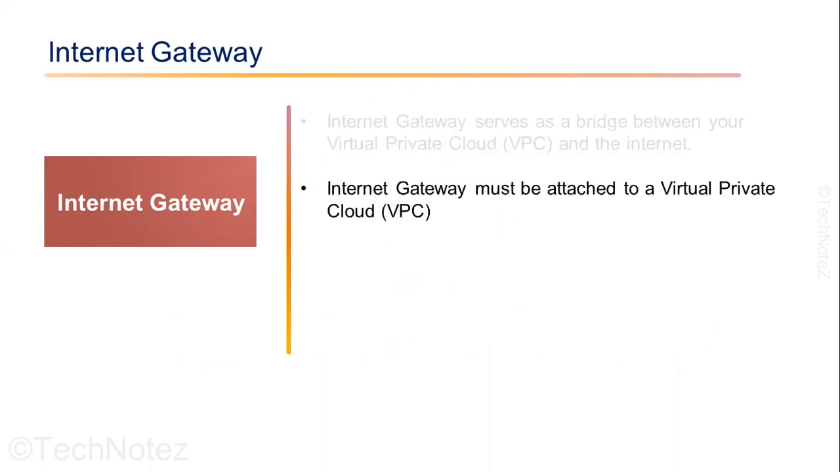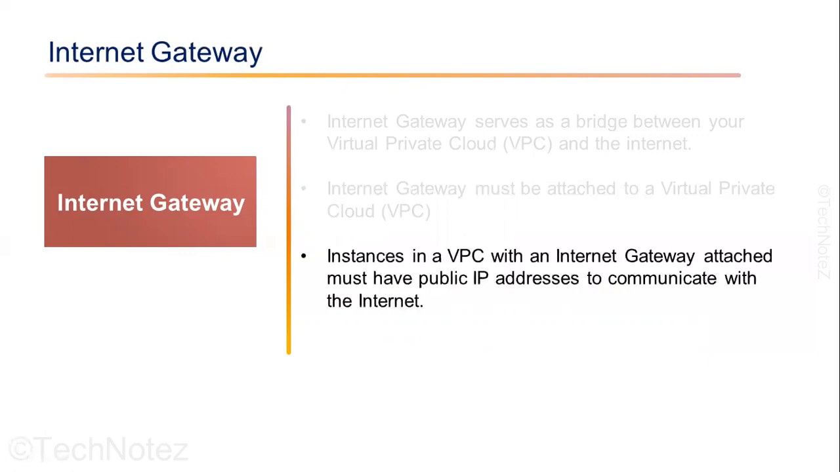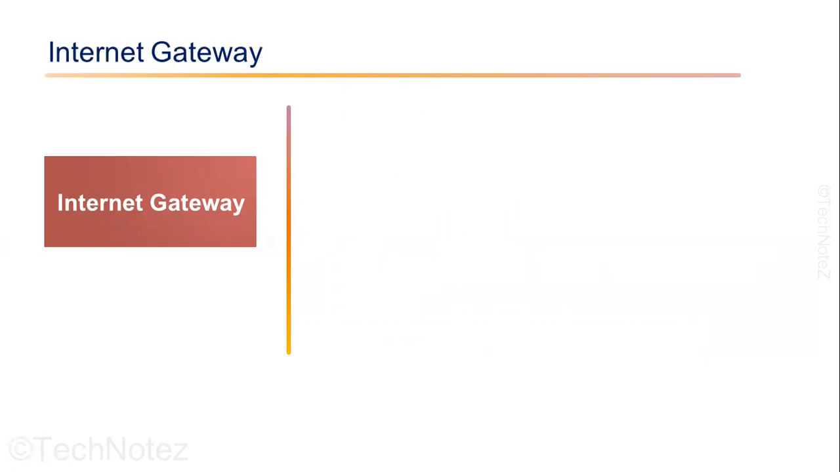Internet gateway must be attached to a VPC in order to function. A VPC can only have one internet gateway attached at a time. The internet gateway is referenced in the VPC route table to allow traffic to flow to and from the internet. Instances in a VPC with an internet gateway attached must have a public IP address in order to communicate with the internet. Internet gateway is a core component of any VPC architecture that requires secure and reliable connectivity to the public internet. There are a few key points about Internet Gateway.